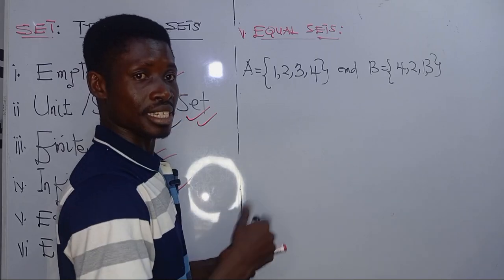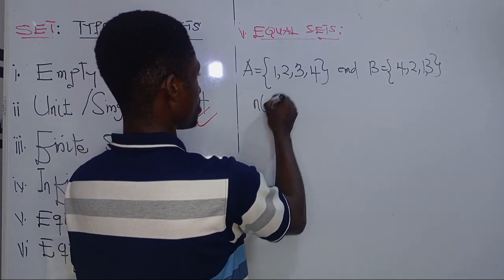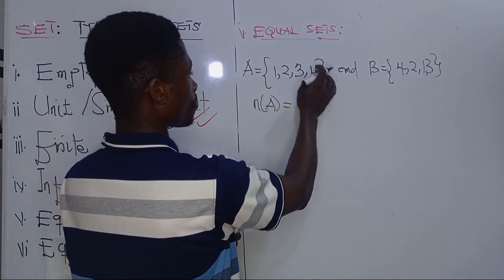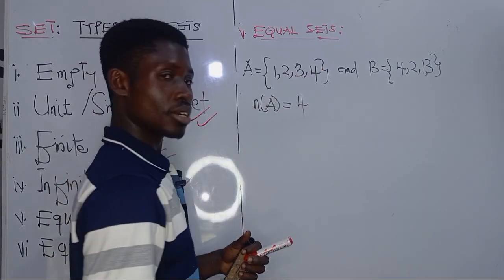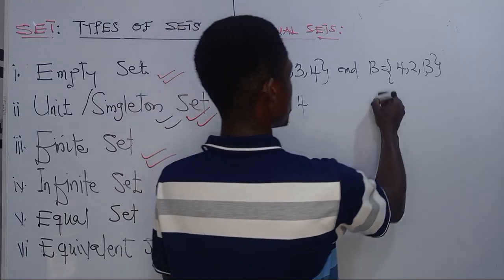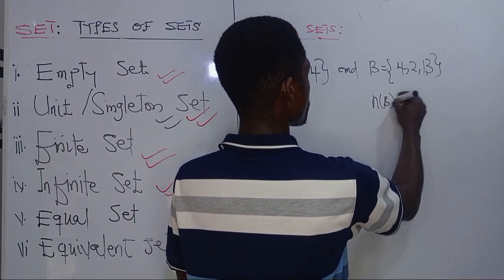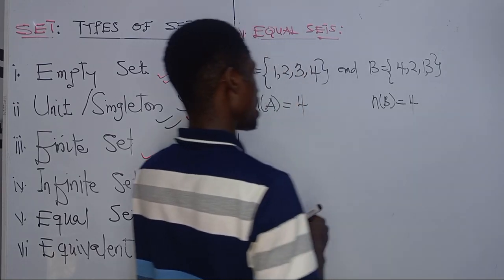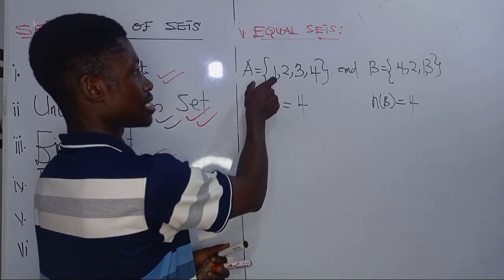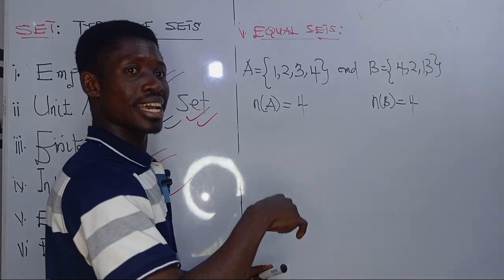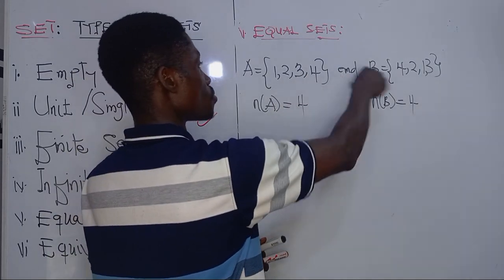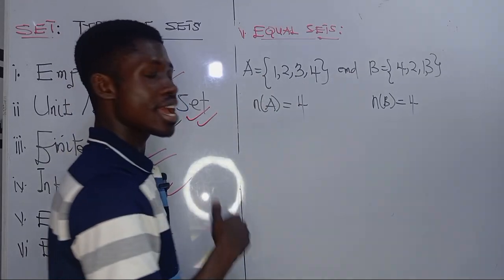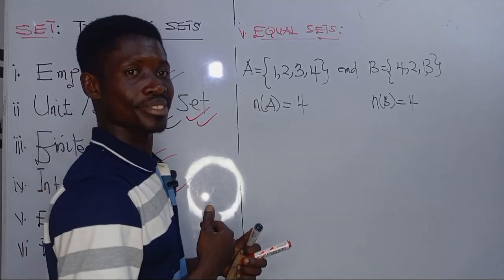Now let's look at the number of elements for set A. We are going to get 1, 2, 3, 4. So it means that set A contains 4 elements. Now the number of elements for B, we have 1, 2, 3, 4. Realize that the number of elements in set A and set B are the same, and the elements within these two sets are identical, then we can say that these two sets are equal sets.